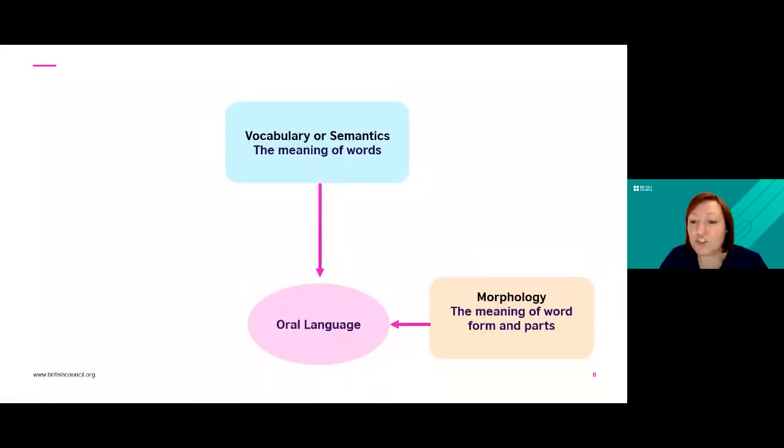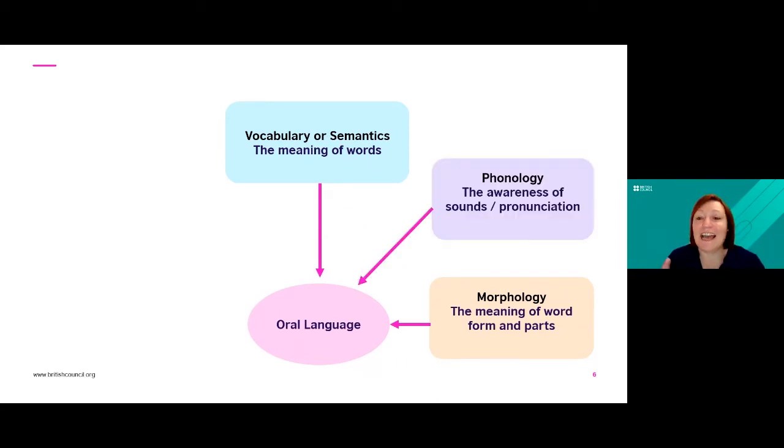So there's our morphology. When we speak, we need knowledge of vocabulary, knowledge of morphology, the parts of the words, and of course we need to know how to say them. If we don't have intelligible pronunciation, then nobody will understand what we say. So that's obviously an important aspect of speaking.